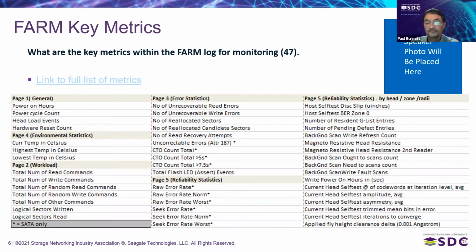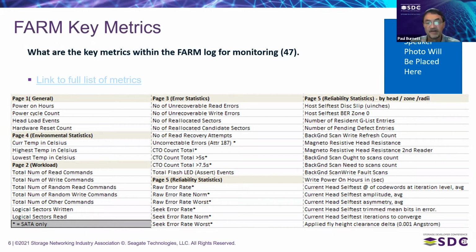We also have some head self-tests that we do for amplitude and asymmetry, trimming bits and error, iterations to converge, and percent of code words at iteration levels. Those are self-tests we have built in on a periodic basis that we access and allow to be seen in our metrics. We also have the fly height clearance delta, which is an angstrom value. So these are a lot of the key metrics that we use in our predictability.